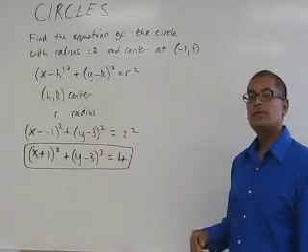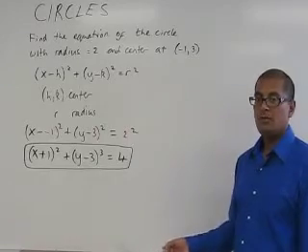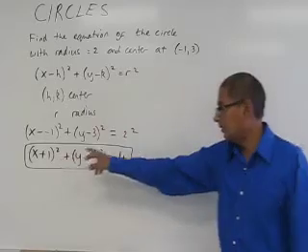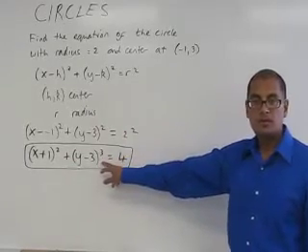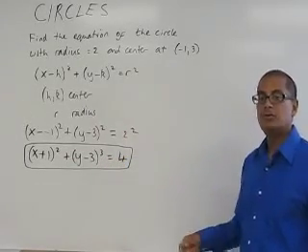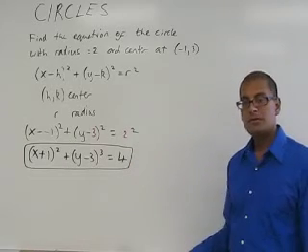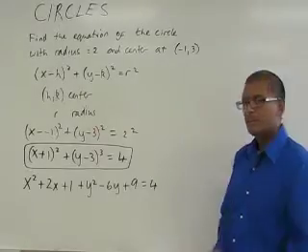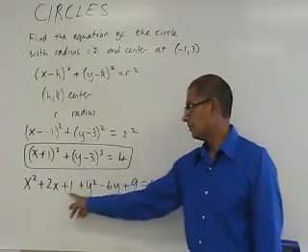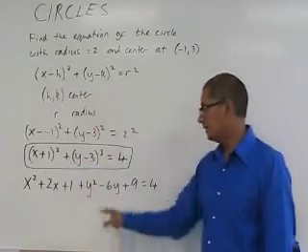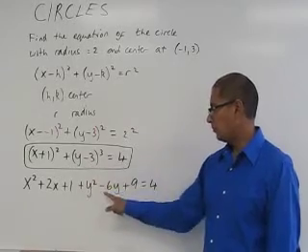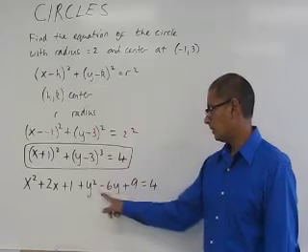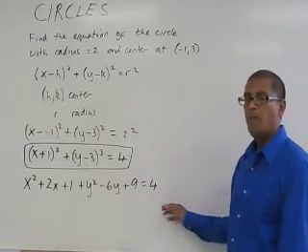Now sometimes we like to expand this. So if we expand this, that means we have to FOIL out x plus 1 times x plus 1, y minus 3 times y minus 3, and combine like terms, and even move the 4 over to the left side. So if we expand this, we get x squared plus 2x plus 1, so that's x plus 1 squared, plus y squared minus 6y plus 9, that's y minus 3 squared, equals 4.